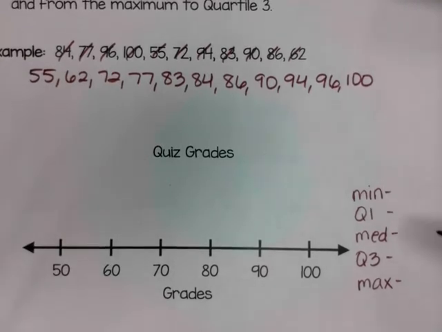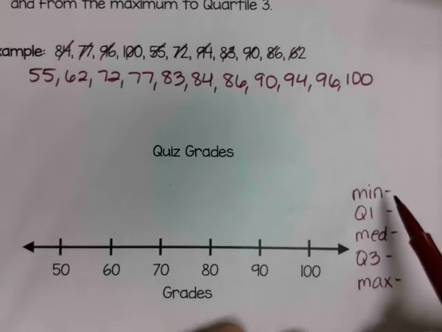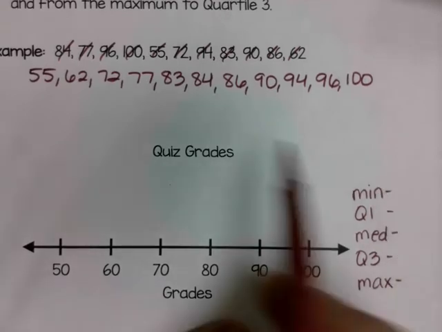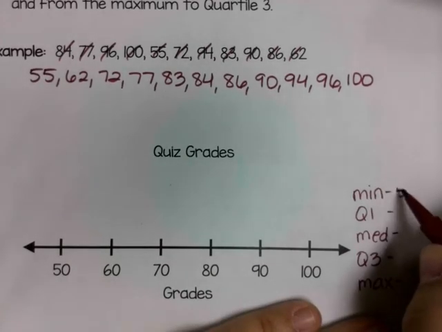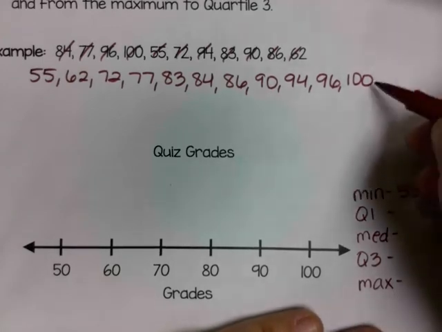So let's identify these 2 easy ones first. That's the minimum and maximum. So by putting them in order, that's very easy to identify. So the minimum is 55 and the maximum is 100.